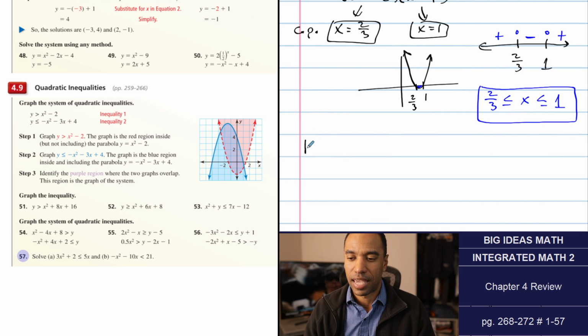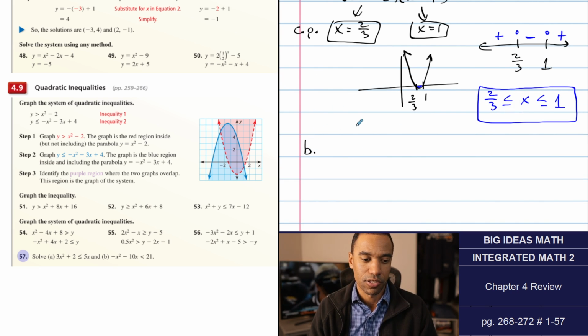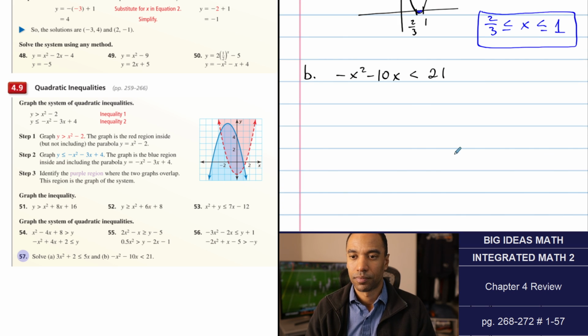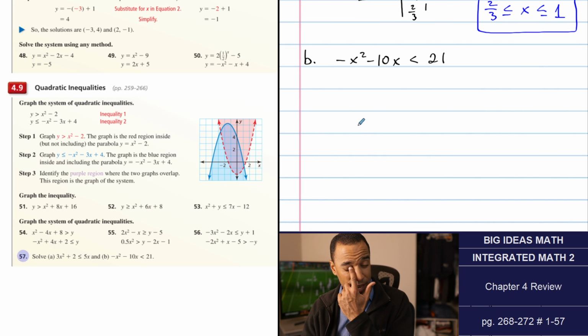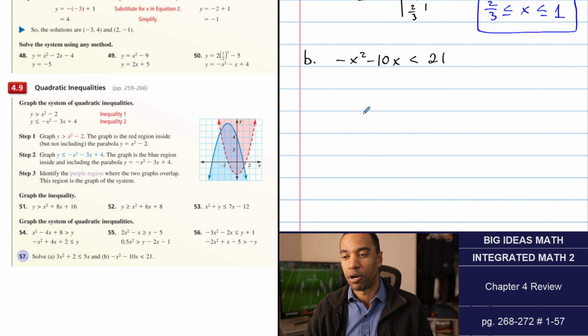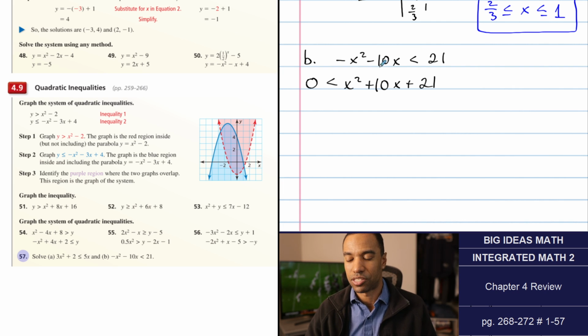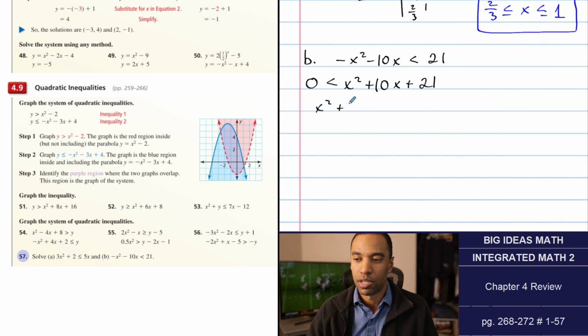Part B, let's do it again, and let's see if this is easier, harder, the same, whatever. Negative x squared minus 10x is less than 21. Now, who knows? Maybe when I actually hit the section, I can explain it a lot better based on the examples that they use, or I can explain it in the way that the book uses it and stay consistent. I'm going to add these over, which means 0 is still on that side. It's important for me to be careful in what I'm doing. Now I'm going to flip it all over and set it greater than 0 like that.